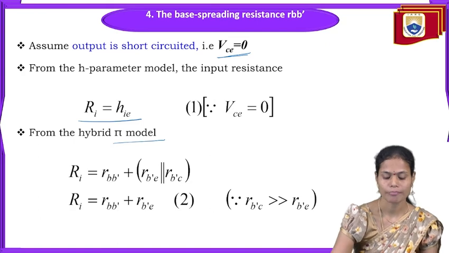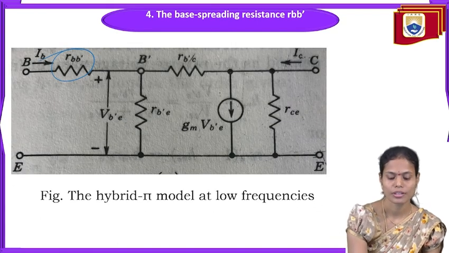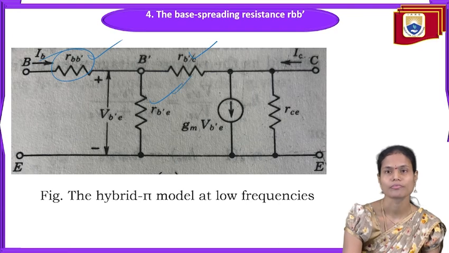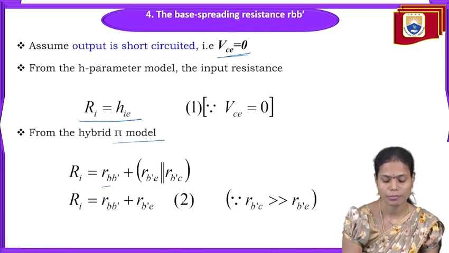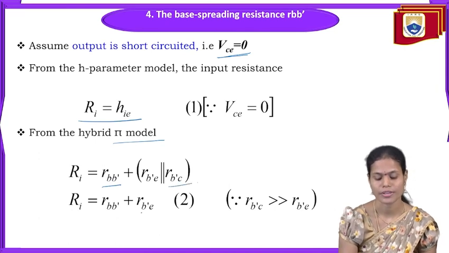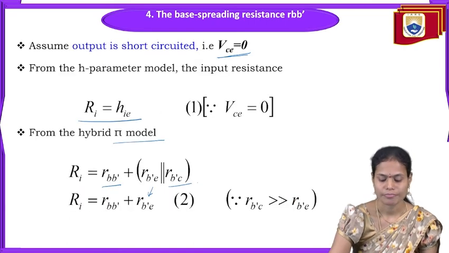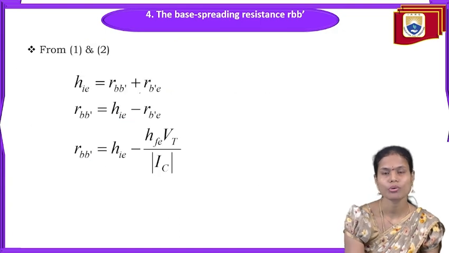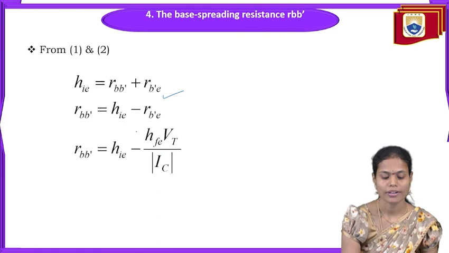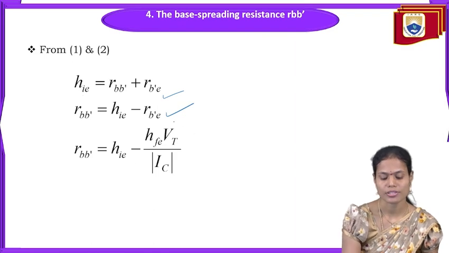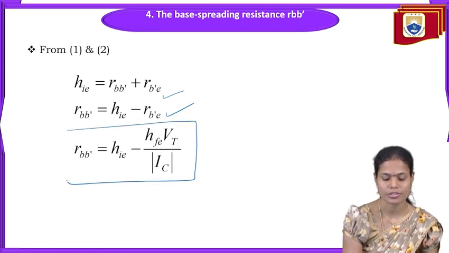And from the hybrid pi model, RA is nothing but the combination of this resistor and this resistor. So RBB' plus the parallel combination of these two resistances, that is RBB' plus RB'E parallel with RB'C. And again the RB'C value is very high, so we will get it as RB'E. Why? Because both are in parallel. So from this, we can write HIE equal to RBB' plus RB'E. And from this, RBB' equals HIE minus RB'E. So RBB' equals HIE minus the RB'E value we have just calculated, that is HFE VT by IC. So this is the base spread resistance value.